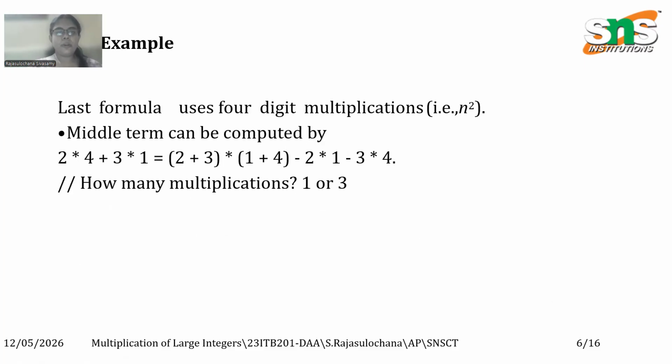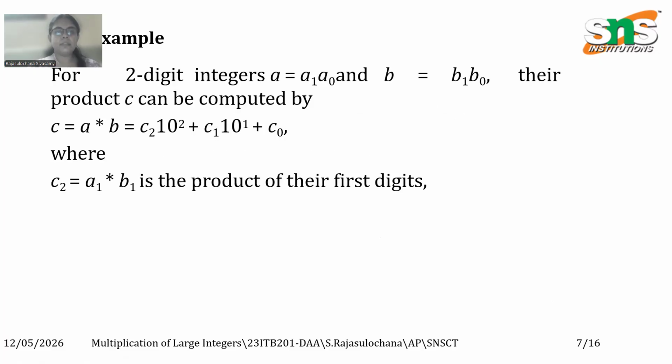The last formula that we have seen uses a four-digit multiplication. So the time complexity is n square, where n represents the number of digits of the numbers that you are multiplying. Here we are multiplying two numbers, so it is n square. The total number of multiplications that happen here is three multiplications in total, right?